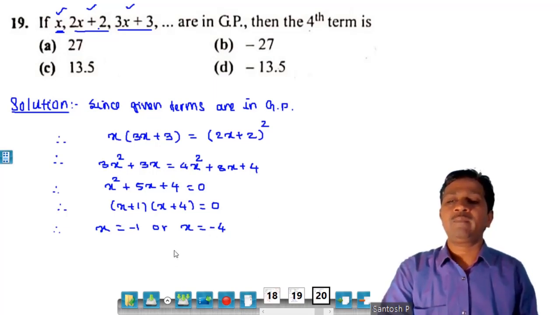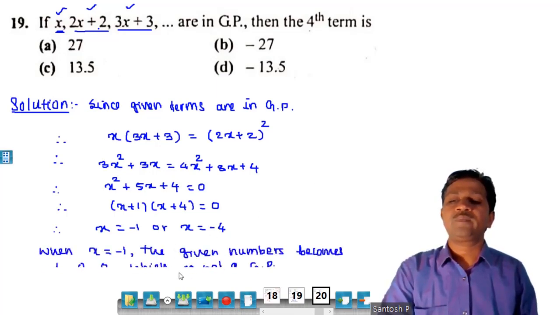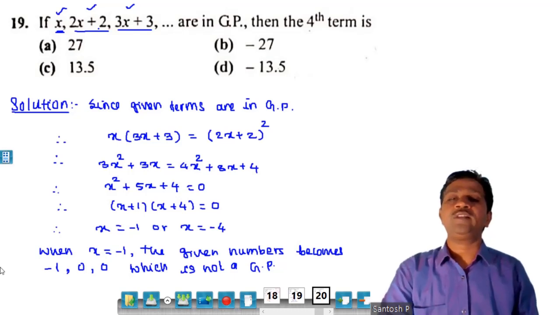So I am getting the terms like this: minus 1, 0, 0, which is not a GP because the ratio of second to first is 0 and the ratio of third to second is not 0. It is not 0 upon 0 is not 0. It is not defined and therefore it is not a GP.